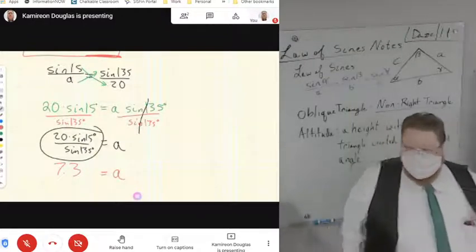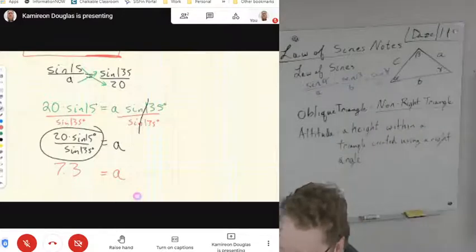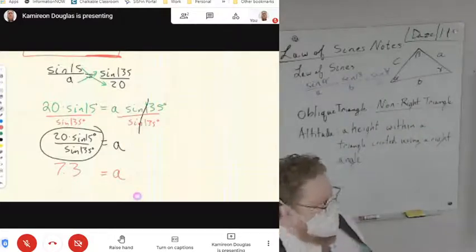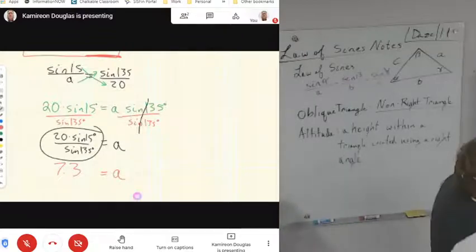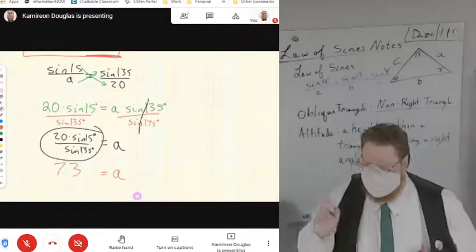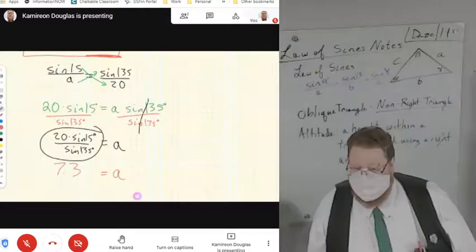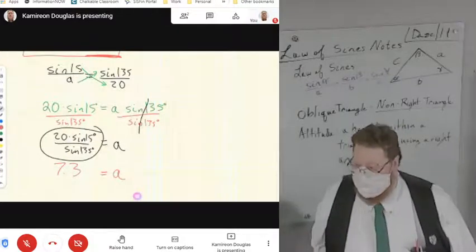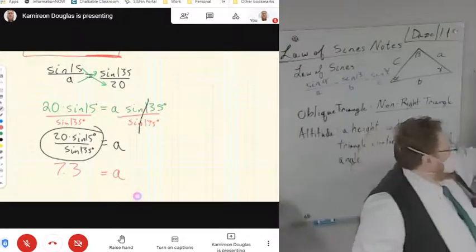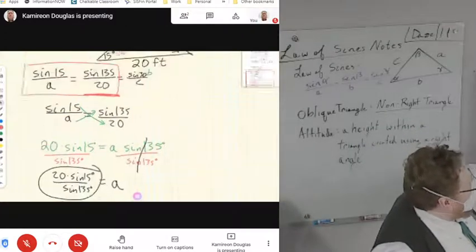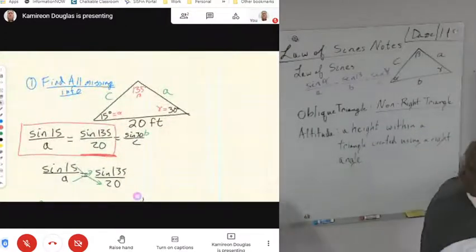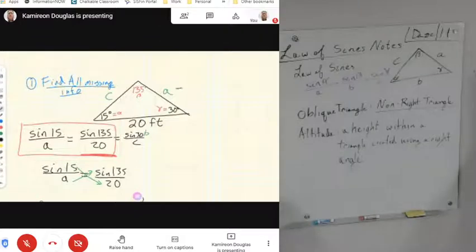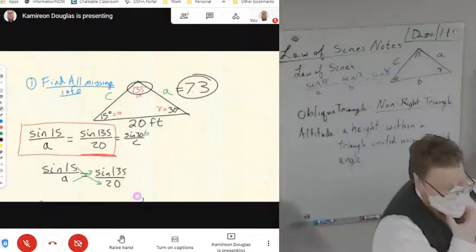I am not finished until I find all missing sides and all missing angles. I found the missing angle, 135, with the triangle sum theorem. Thank you, Garrett. I found the missing side using the law of sine one time. I will now use the law of sine again to find the other missing side. Go back into my picture. All right, we found A is 7.3. So I've got one answer there. I still need to find C.